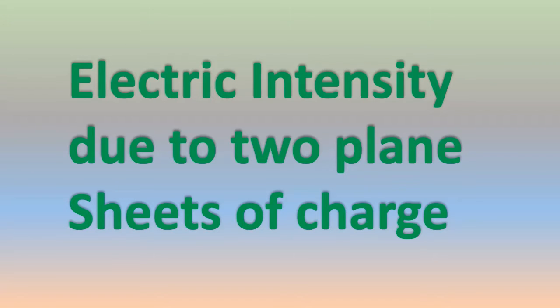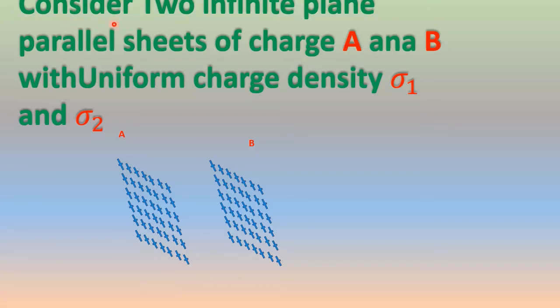Electric intensity due to two plane sheets of charge. Consider two infinite plane parallel sheets of charge A and B with uniform charge densities sigma 1 and sigma 2.